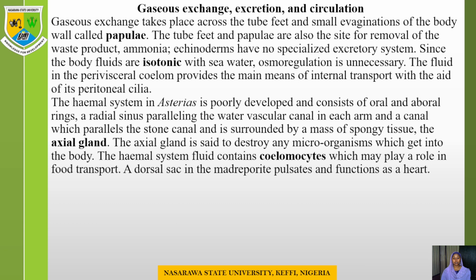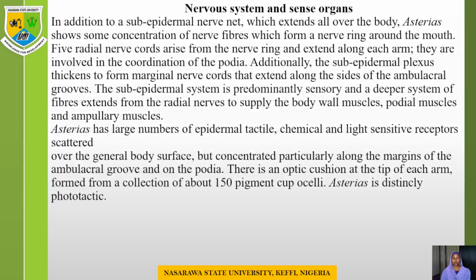The hemal system in Asterias is poorly developed and consists of oral and aboral rings, a radial sinus paralleling the water vascular canal in each arm, and a canal which parallels the stone canal and is surrounded by a mass of spongy tissue, the axial gland. The axial gland is said to destroy any microorganism which gets into the body. The hemal system fluid contains coelomocytes which may play a role in food transport. The dorsal sac in the madreporite pulsates and functions as a heart.